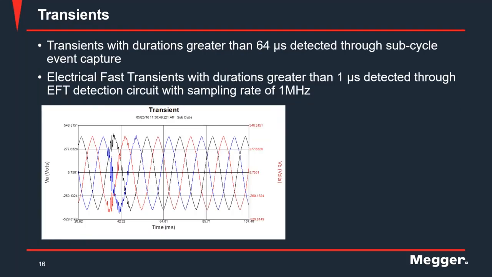You can detect transients. Transients with durations greater than 64 microseconds are detected through a feature called subcycle event capture. The waveform capture that you see there is an example of one such event. And then you have shorter duration events called electrical fast transients, which can be detected using a separate circuit, which utilizes a sampling rate of 1 million samples per second. So it's a much higher sampling rate, and it helps the MPQ2000 detect EFTs or VFTs, very fast transients.